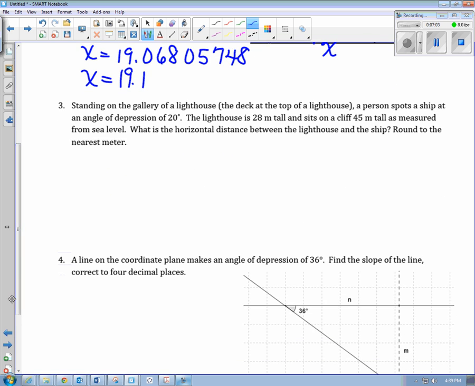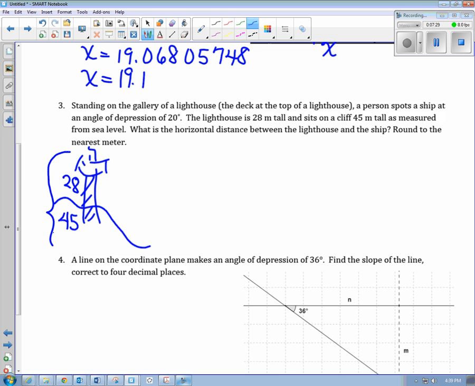For question number 4, same idea. There is a lighthouse that a person is standing at the top of. The lighthouse does sit on this cliff. So here's my lighthouse. And there's a person up there on the top of that lighthouse. And the lighthouse itself is 28 meters tall, and it sits on a cliff that's 45 meters tall, which creates an entire height of 73 meters. It says that somebody is standing on the top of the lighthouse and spots a ship out at sea. So here's where the water is. Somewhere out here we have a ship.